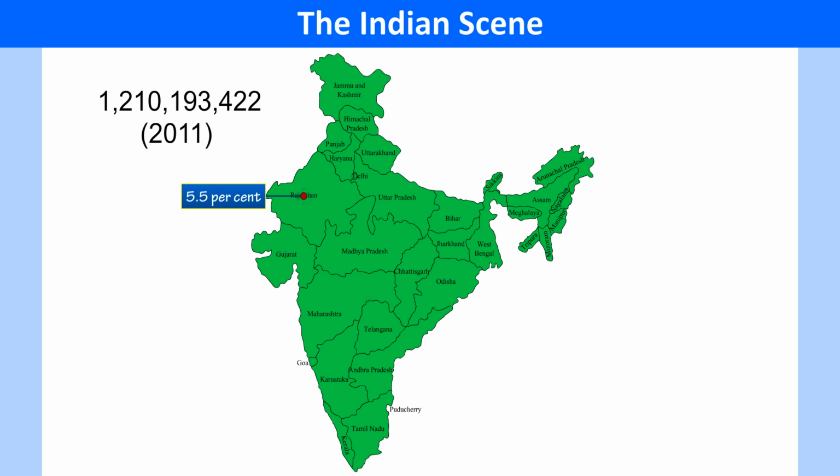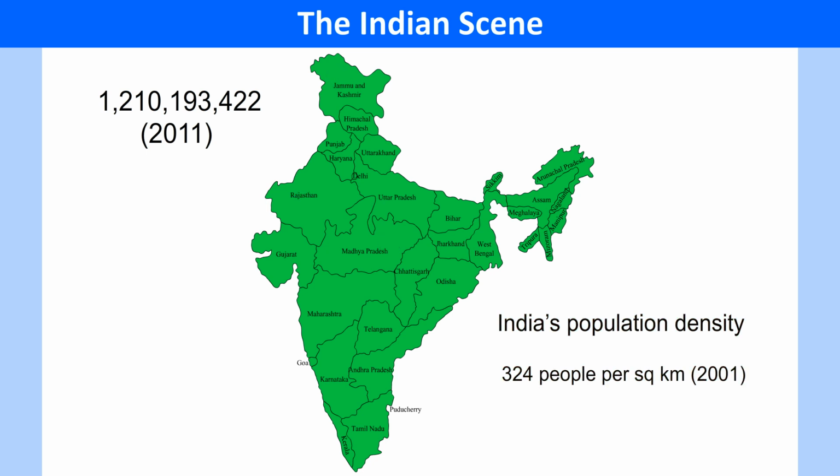Though Rajasthan is the largest state, it contains only 5.5% of the total population. Likewise with Madhya Pradesh and Jammu and Kashmir. India's population density of 324 people per square kilometer in 2001 places it among the most densely populated countries in the world. However, the density of population varies from region to region. The map 9.2 describes the density of population in the country.